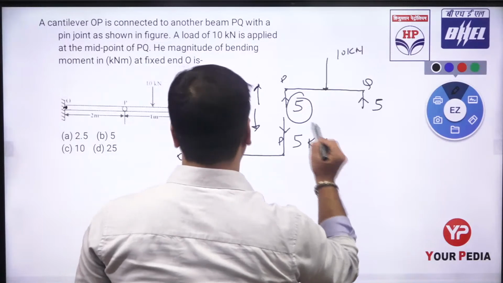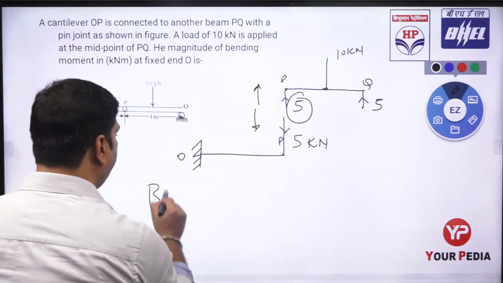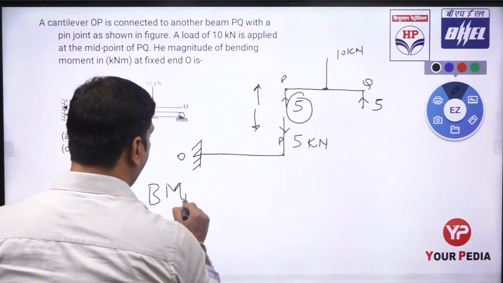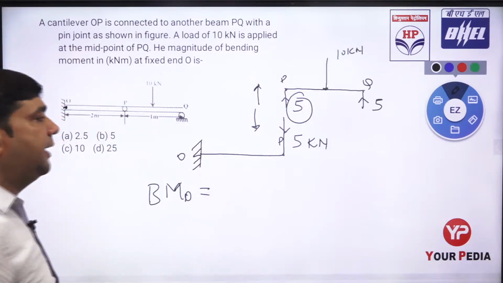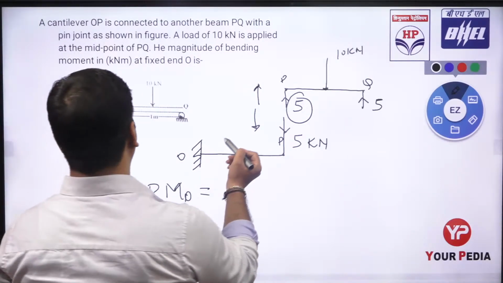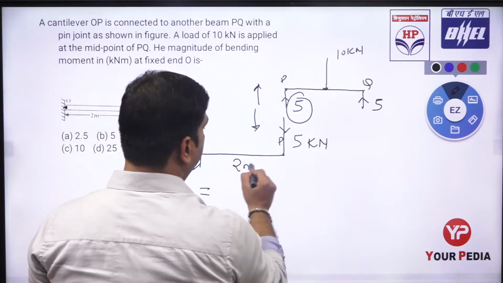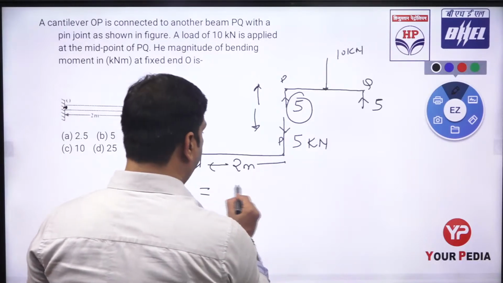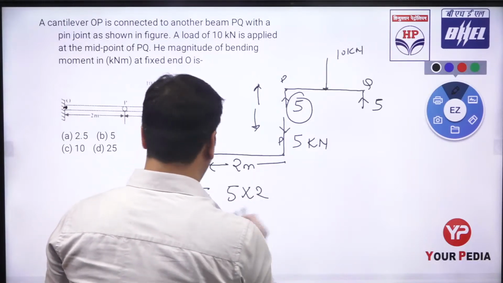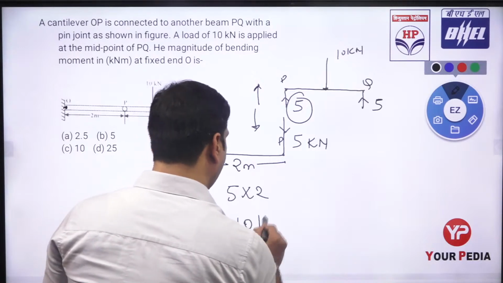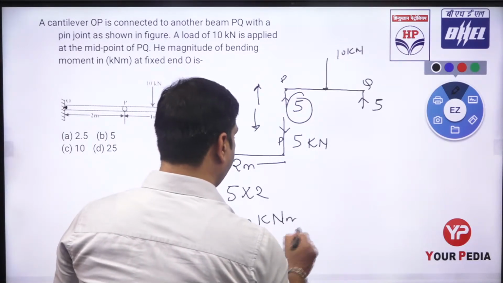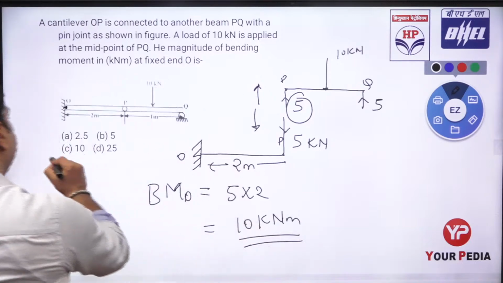And the question asks us to find the bending moment at O, at the fixed support. That is equal to the force into perpendicular distance, and the perpendicular distance is 2 meter. So 5 into 2. So the answer is 10 kilonewton meter. So option C is correct.